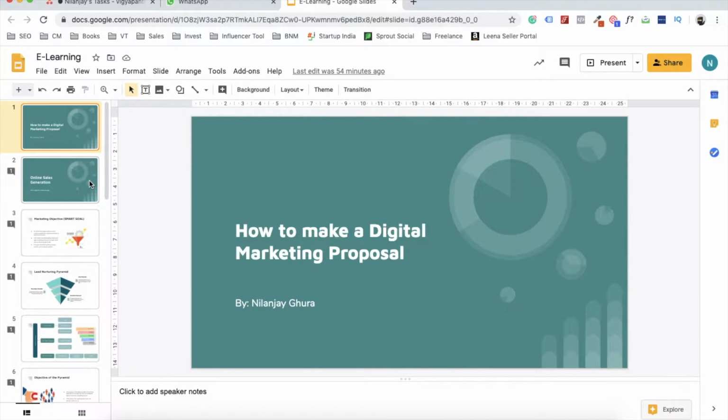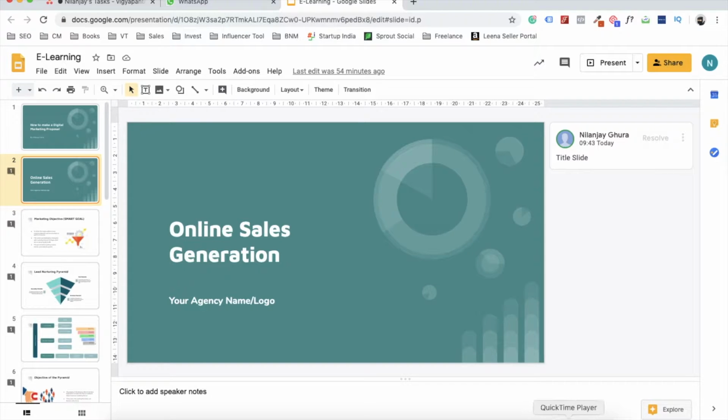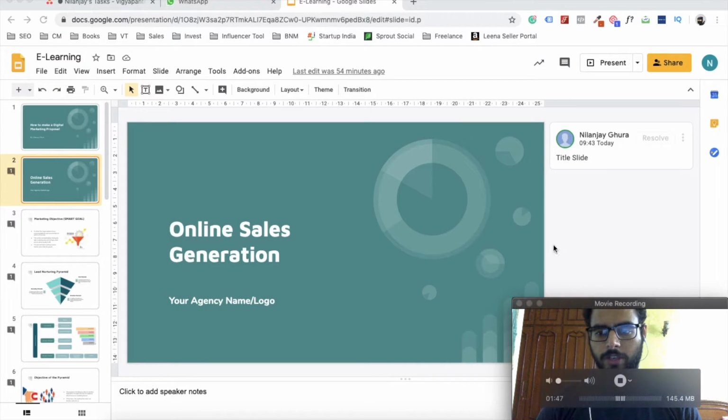So the first important part of the proposal. Okay, my face is gone. I'm back. All right. So the first part of the proposal is you need to have a title slide, which should clearly mention not "digital marketing proposal" or something, but the actual objective of the client. In this case, the objective is online sales generation.